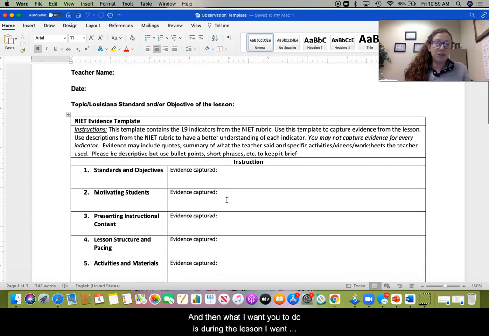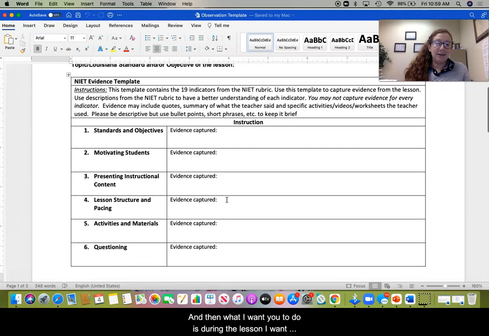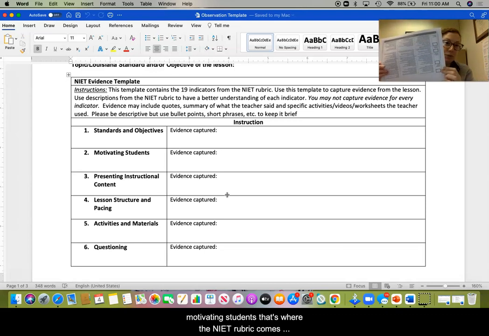And then what I want you to do is during the lesson, I want you to capture evidence for each of the standards. And the way that I do this is I literally sit during that observation and I'm just writing everything down that the teacher is doing, and I'm listening for quotes that I can use for evidence. I might be walking around to look at student work because student work is something on this rubric. So you're probably wondering, Hollander, what do you mean by standards and objectives or motivating students? That's where the NIET rubric comes in.